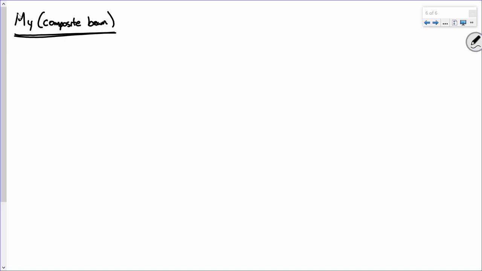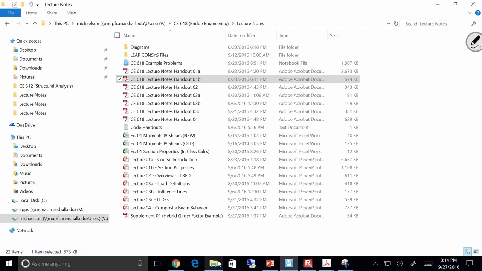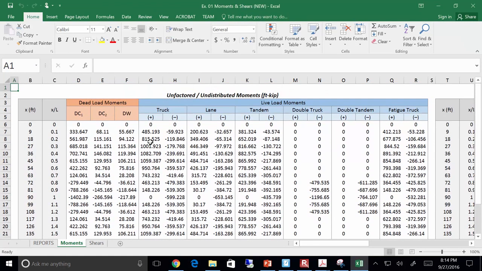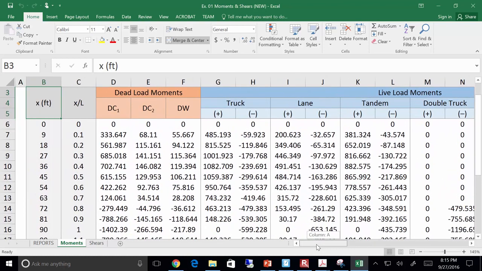Okay. Let me pull my moments up. All right. So luckily, we only need the dead load moments, so I'm going to refer to just this column right here. Let me zoom in a little bit. That's probably good enough. Okay. So this was our set of moments and shears for our bridge looking at dead loads and live loads, or permanent and transient, I should say.